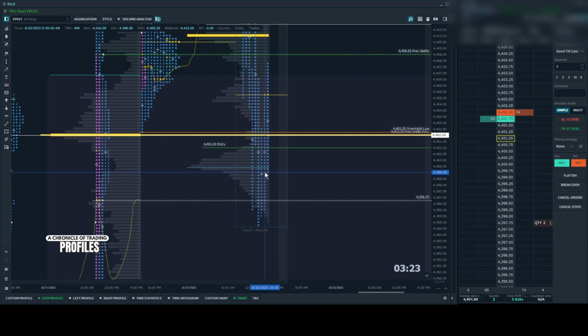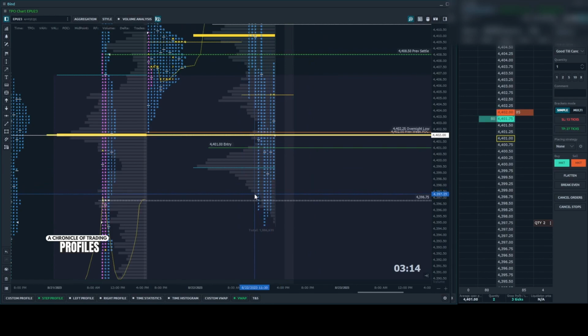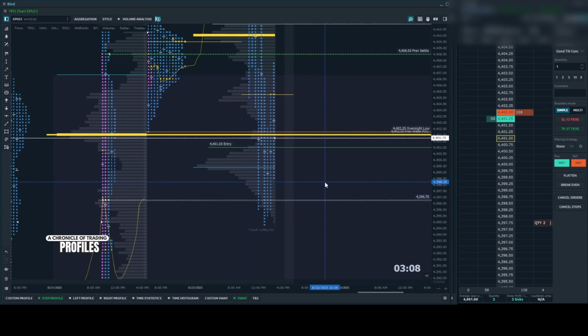Ideally, I could have gotten in down here, but how did you know how low it was going to go? I have my stops down here, 75. That's just the most I was willing to risk on this.